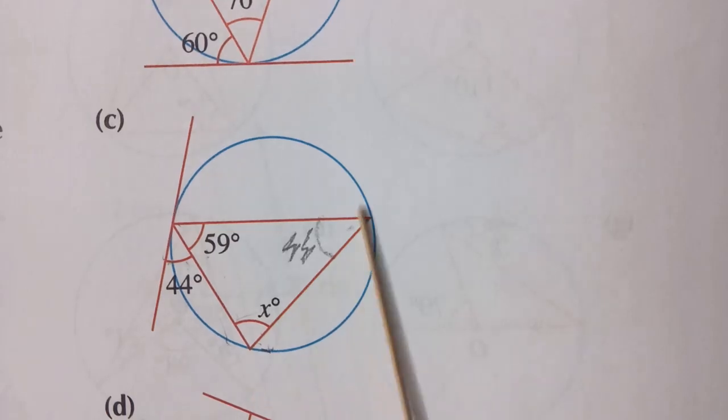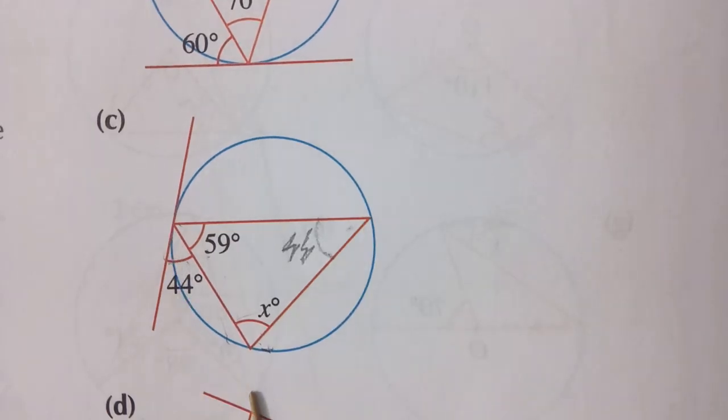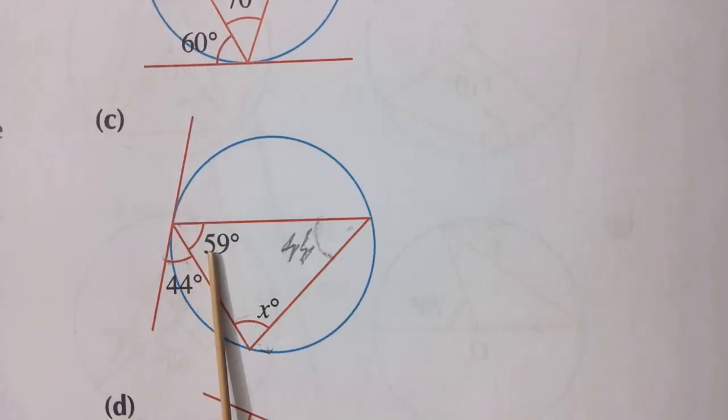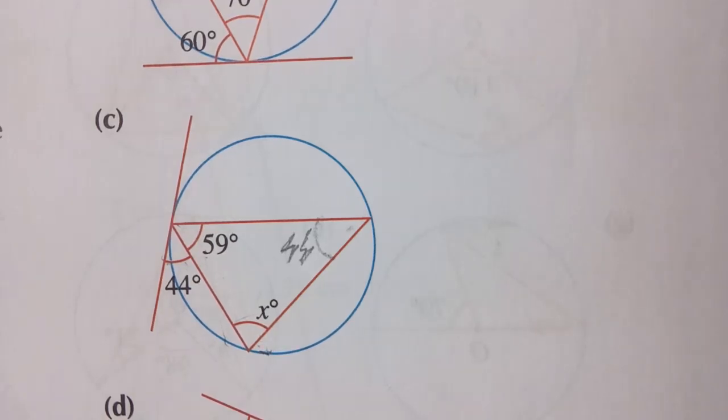So it is easier for us now to find the value of X, because we will consider this triangle, and the sum of all the internal angles of the triangle is equal to 180. When we subtract the sum of 44 and 59 from 180, it will give the angle X. This is how we use the different properties to solve the questions.